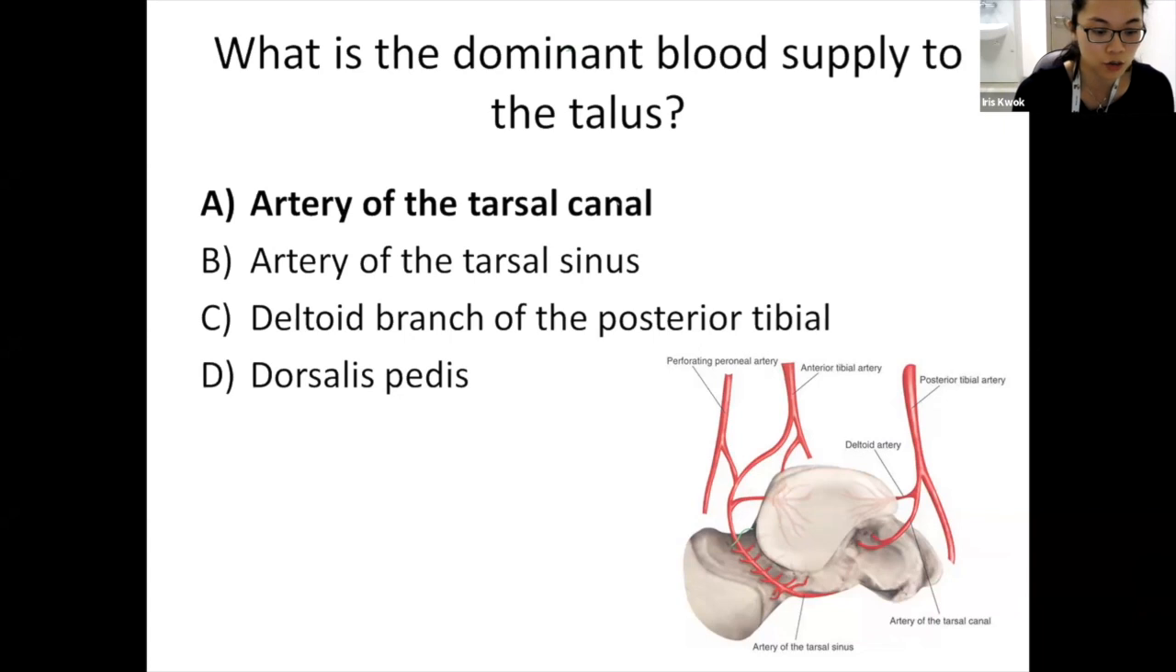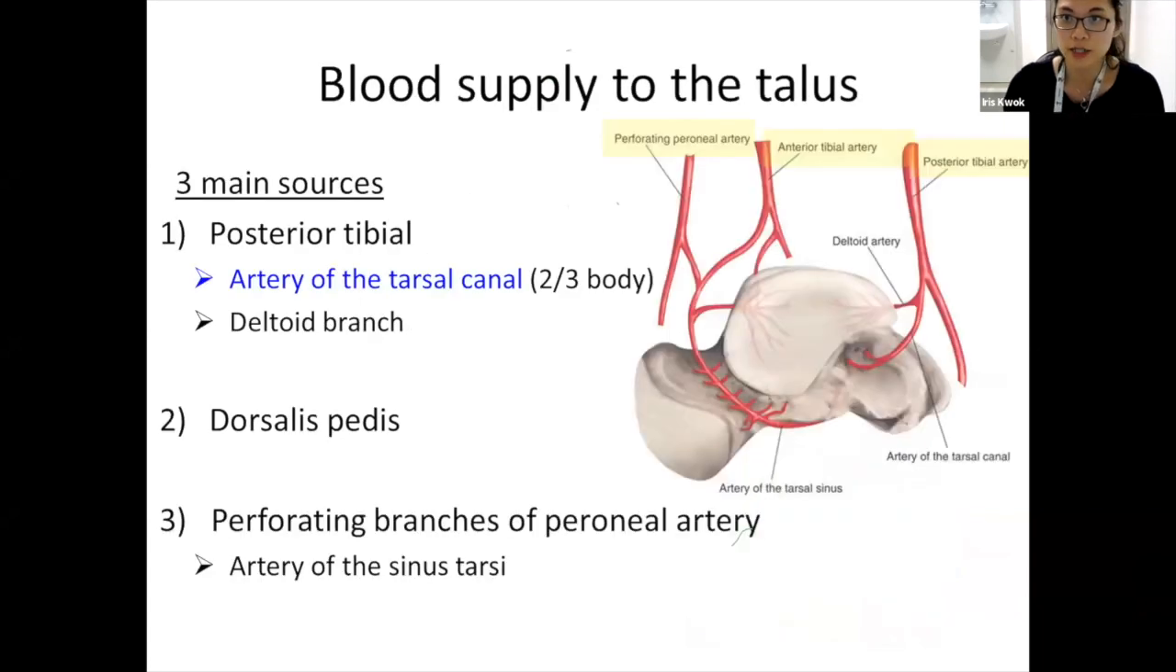I'm going to quickly talk you through the blood supply to the talus, because that's really, really important. It's a bit like the scaphoid of the wrist. It is something that you do need to know and learn for your future interviews and exams, and even for your clinical practice. The talus gets its blood supply from three main sources: the posterior tibial artery on the medial side of your ankle, the dorsalis pedis, and on the lateral side, the perforating branches of your peroneal artery.